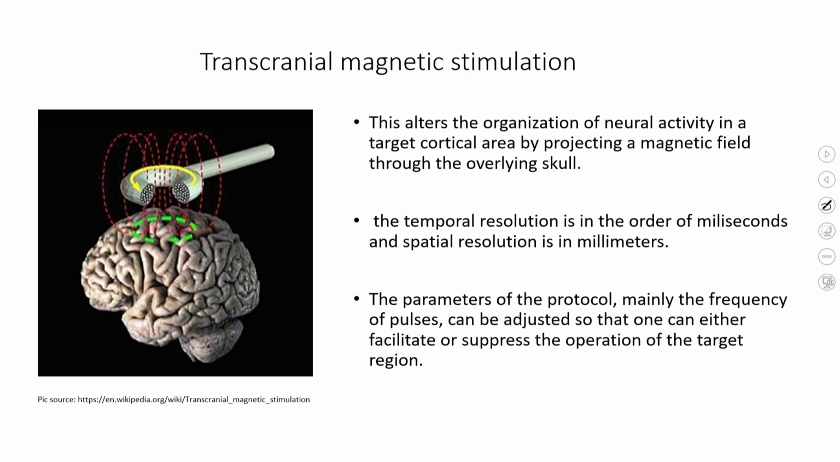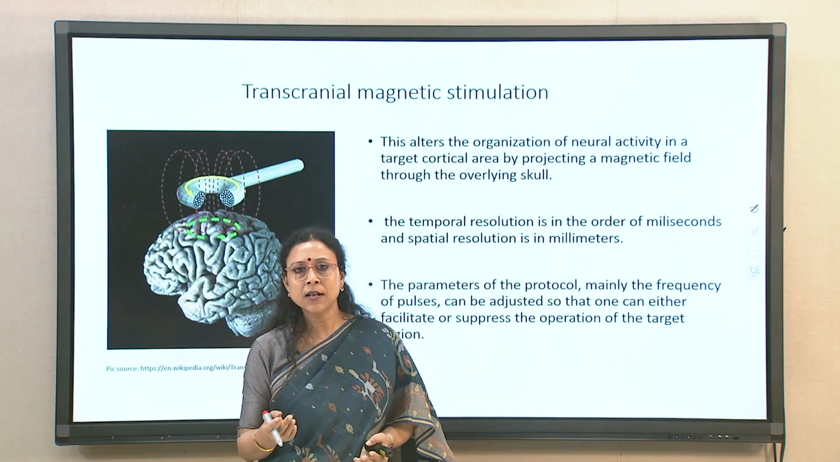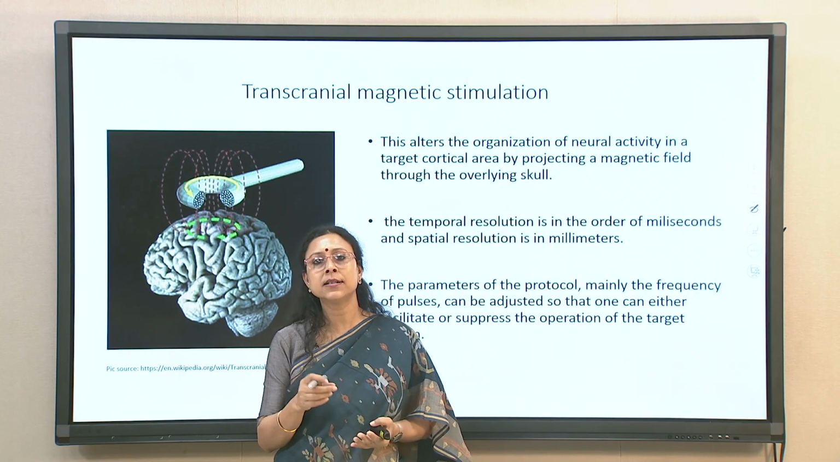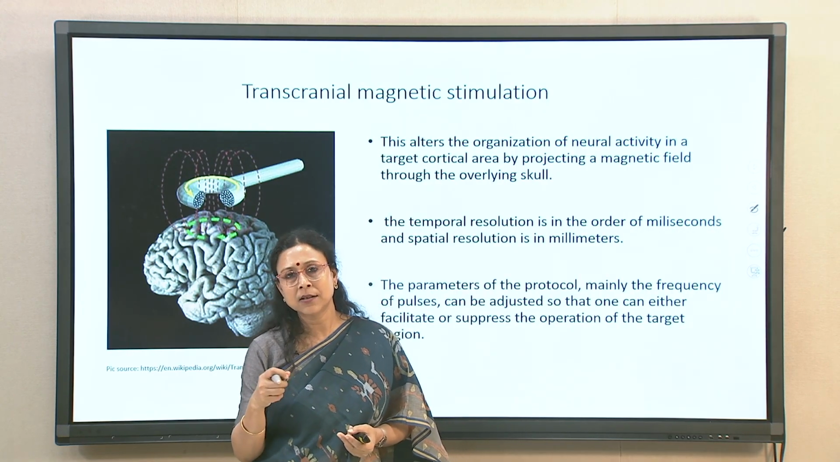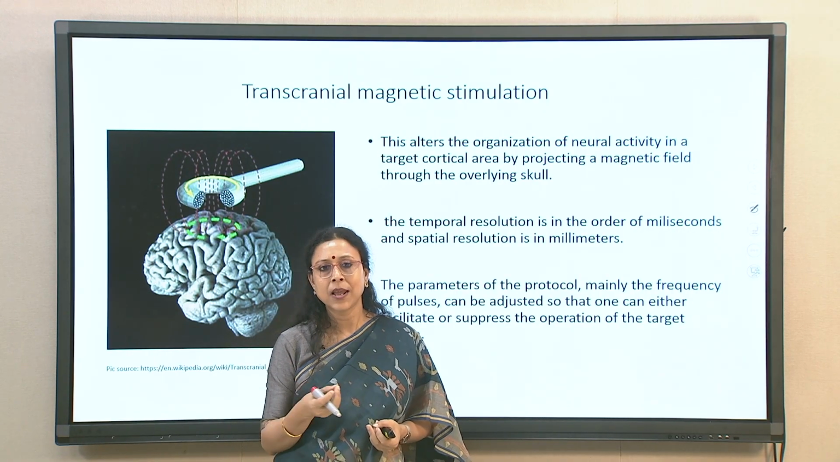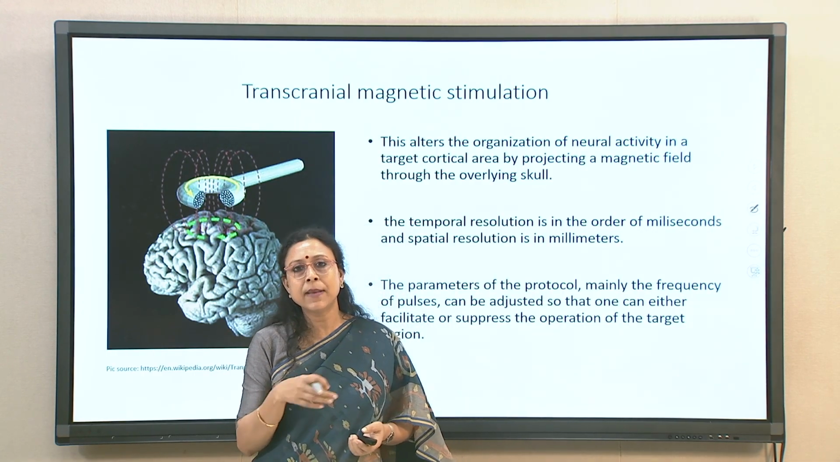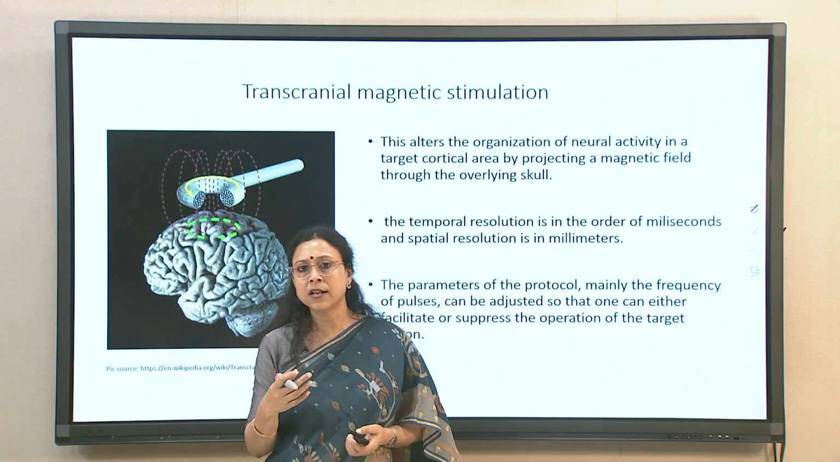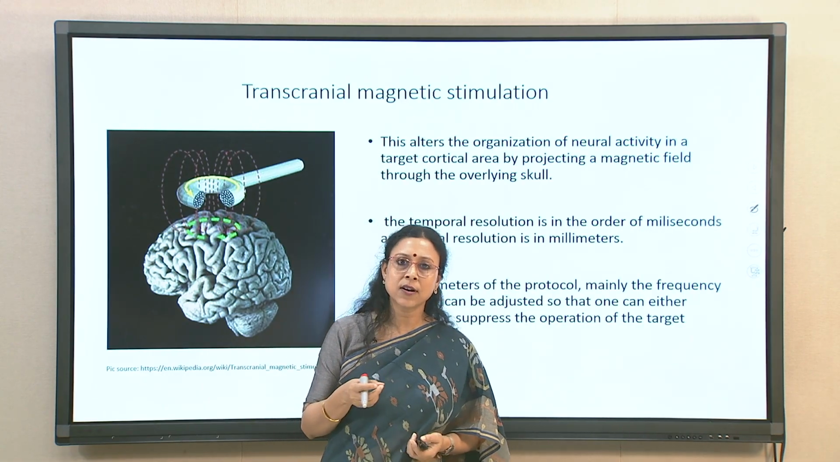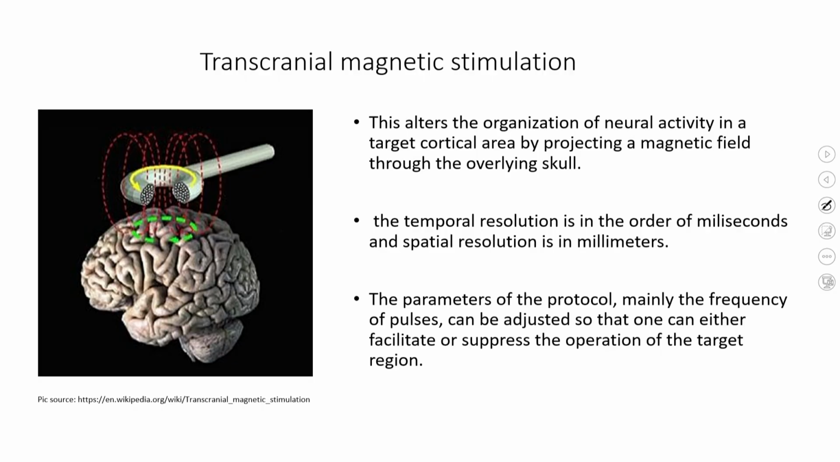The final machine that we are talking about is transcranial magnetic stimulation. Now, what this does is that you do not have to open up the skull, nor are you putting on a cap, but it is a strong magnetic field, not very strong in the sense that, of course, it has to be used with normal human beings as well. So, it creates a magnetic field from outside of the brain. It alters the organization of the neural activity in a target cortical area by projecting a magnetic field through the overlying skull.